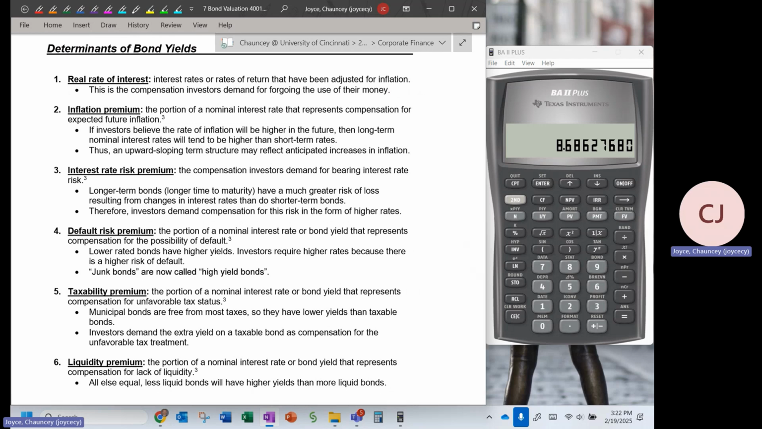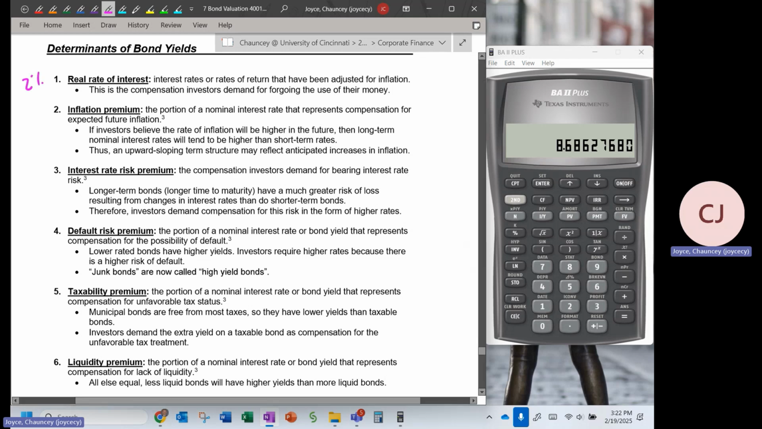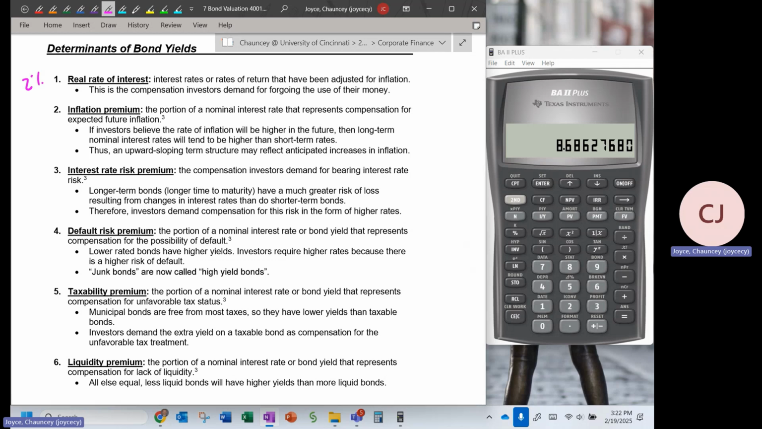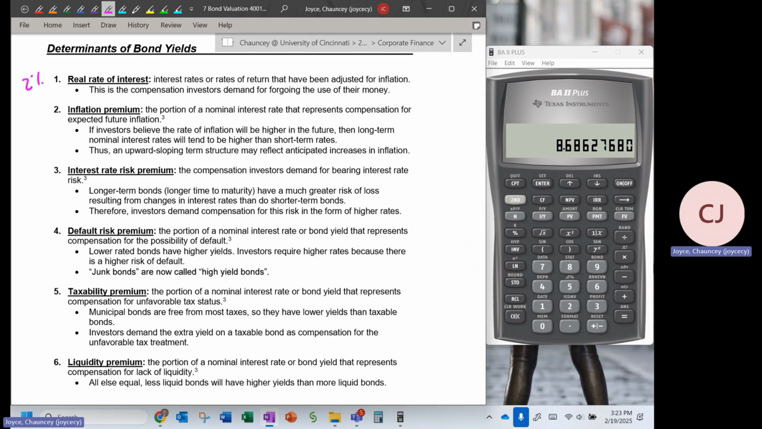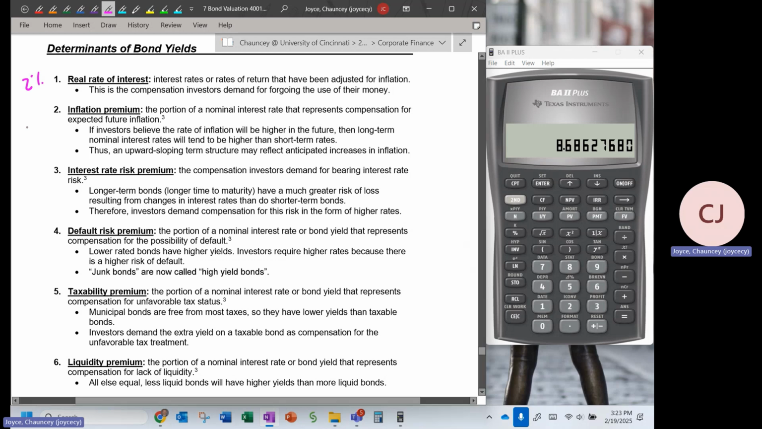But think of this, if there's a real rate of interest, and maybe that's 2% right there. Inflation premium. This is the portion of the nominal interest rate that represents compensation for expected future inflation. If you're buying a fixed income security and you expect inflation, well, your coupon payment of 50 on a bond purchases less and less over time. So maybe you demand more yield to maturity from that. So add on another 1% there. If there's an interest rate risk premium, and this represents compensation investors demand for bearing interest rate risk, you may add on another 50 bips right there.